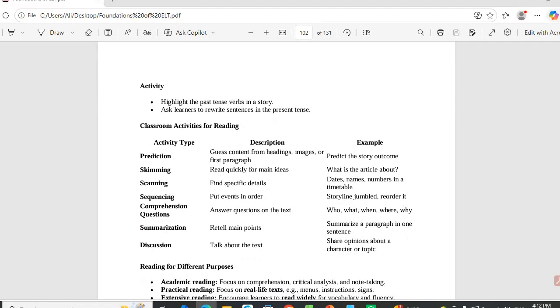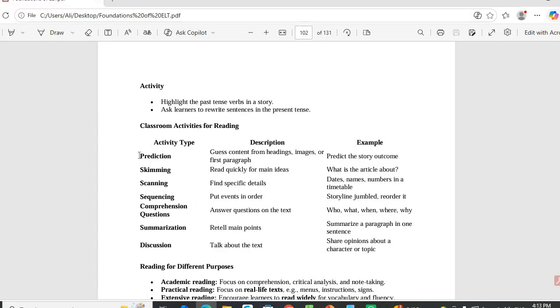So, classroom activities for reading: you have prediction, so guess content from headings, images, pictures. Skimming, read quickly for main ideas. What is the article about, for example. Scanning, find specific details: dates, numbers, names, time in a timetable. Sequencing, put events in order. Storytelling, jumble it, reorder it. Questions, answer questions on the text. Summarization, detail the main points. Discussion, talk about the whole text.